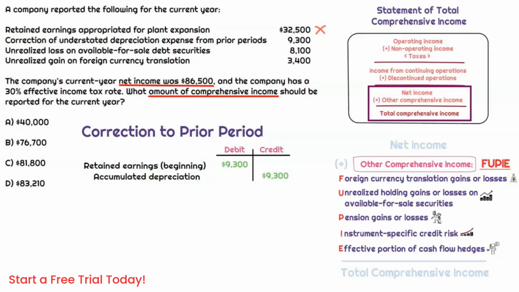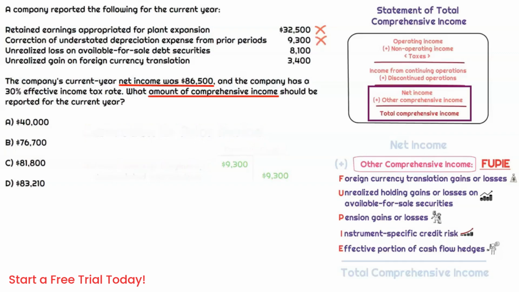Now think about what we would do when we normally record depreciation expense. We credit accumulated depreciation, and that's what we need to do here for $9,300. But when we look at that, that only impacts retained earnings, which is part of equity, and then it impacts accumulated depreciation, which is not part of net income or other comprehensive income, right? So even though we have the journal entry here, ultimately there's no impact to total comprehensive income, which is what we're going to solve for, so we're going to exclude that.